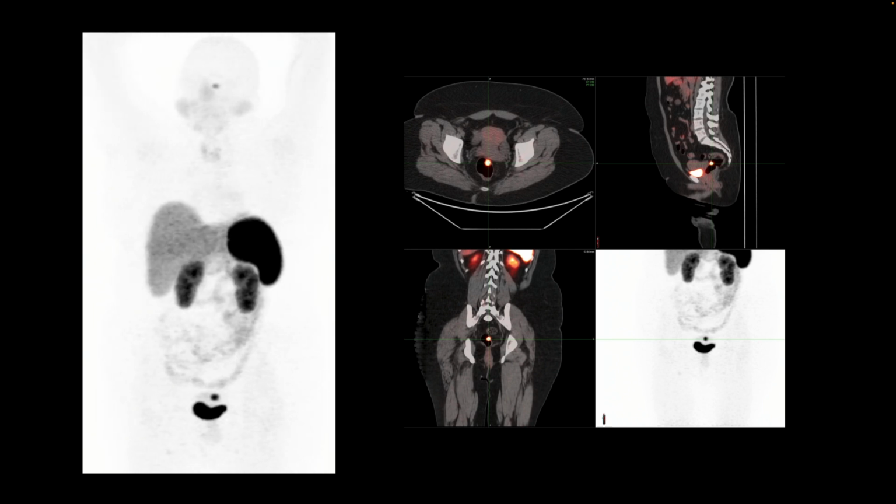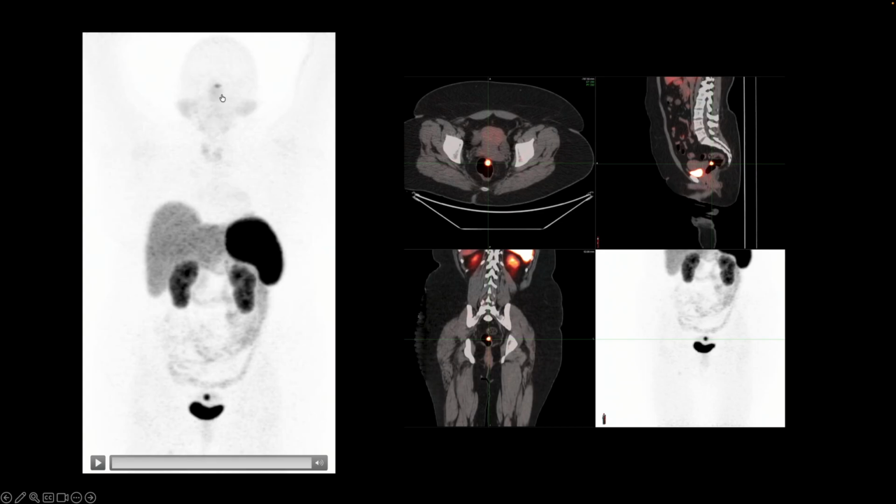And so this MIP image shows physiologic uptake in the pituitary, some mild uptake in the salivary glands, intense uptake in the spleen, more intense than the liver, and excretion from the kidneys into the urinary bladder. And this is their tumor. And here's the tumor on the fused PET-CT axial image, coronal image, and sagittal images. And there is no evidence of metastatic disease taking up gallium-68 dotatate.